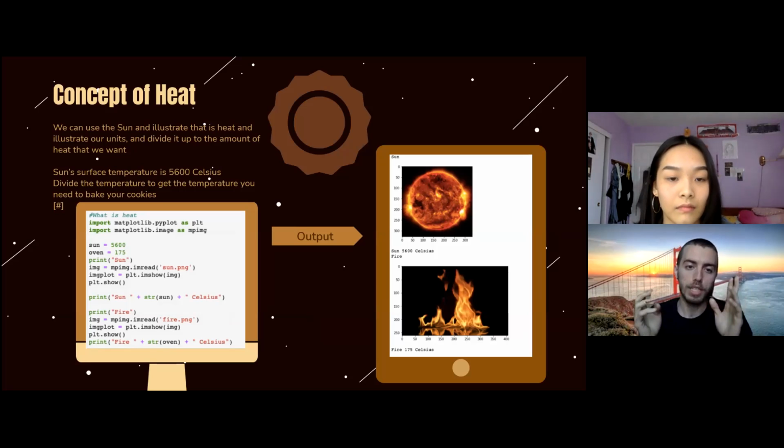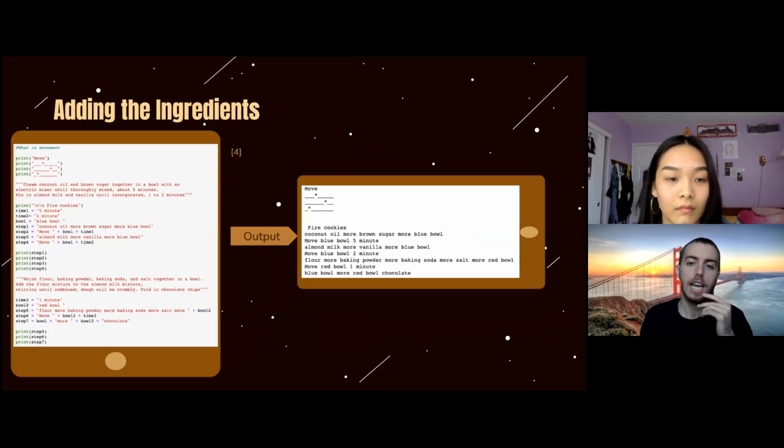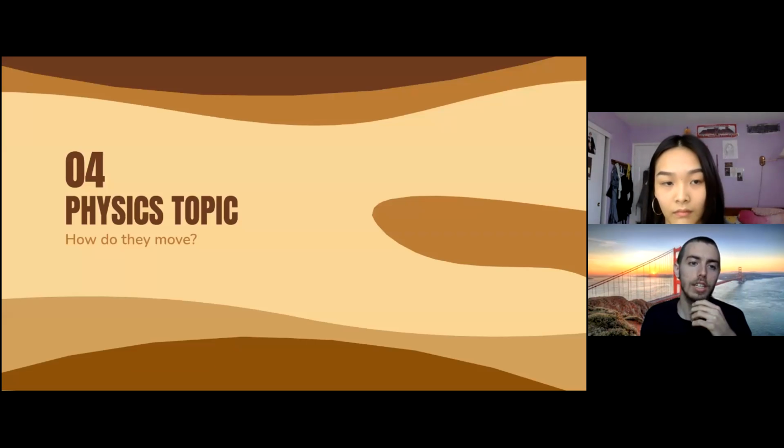For example, we can use this temperature from the sun and divide that by a value in order to calibrate our oven. And then from there, we can utilize our idea of mathematics and diagrammatic pictures to teach the alien how to mix ingredients and what amount of ingredients to use. And then finally, we can also teach the alien a fancy topic.